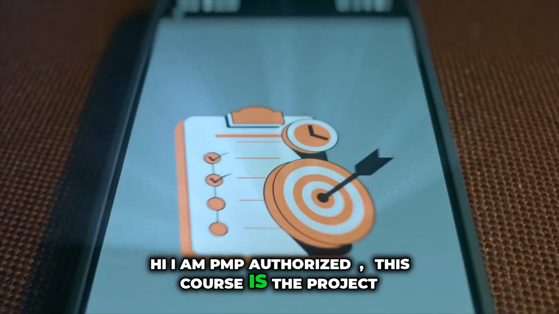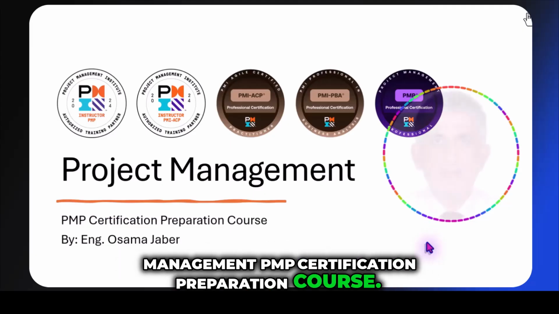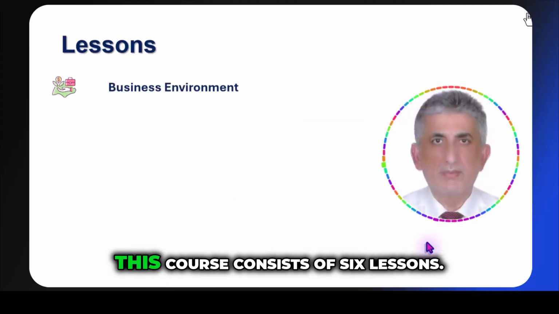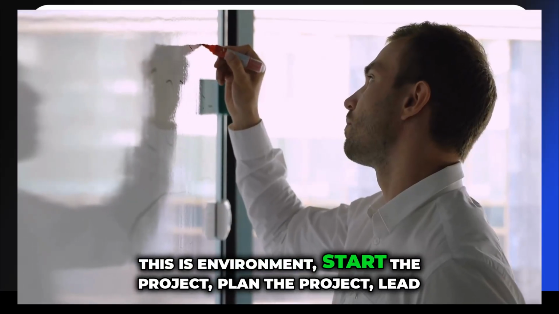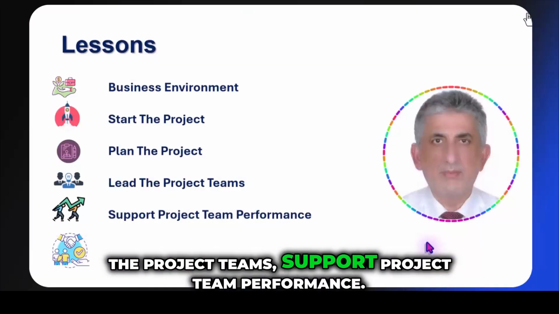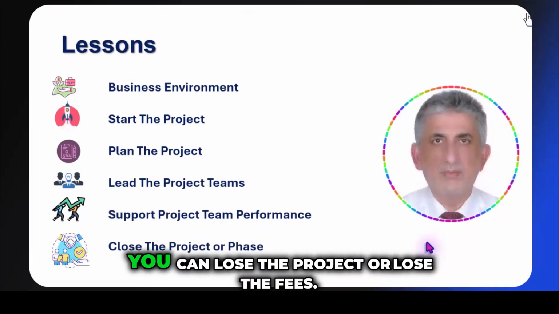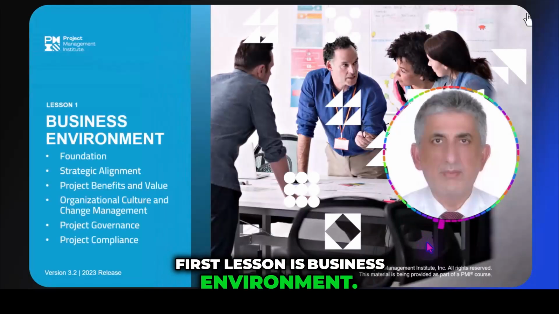This course is the Project Management PMP Certification Preparation course. This course consists of 6 lessons: business environment, start the project, plan the project, lead the project teams, support project team performance, close the project or close the phase. First lesson is business environment.